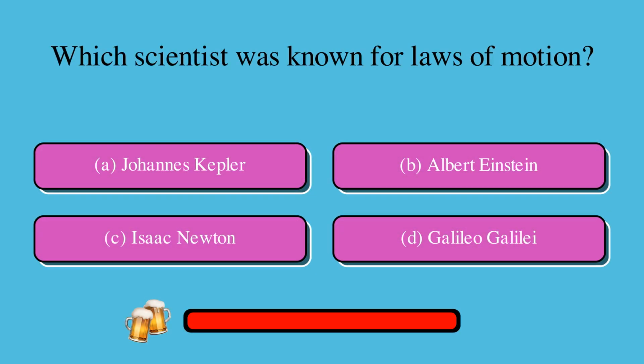Which scientist was known for laws of motion? Is it A. Johannes Kepler, B. Albert Einstein, C. Isaac Newton, or D. Galileo Galilei? The correct answer is C. Isaac Newton.